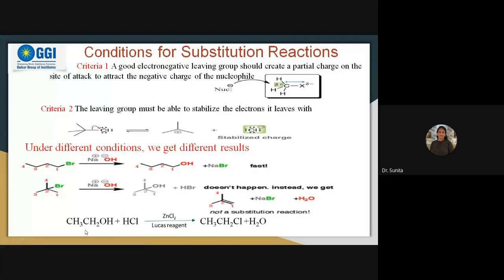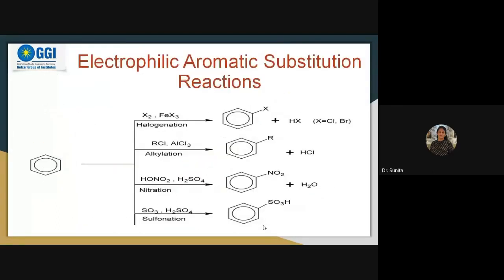Similarly, if we treat this alcohol with HCl in the presence of zinc chloride, using Lucas reagent, we get reactions like this. So these are some of the examples of how, under different conditions, we get different kinds of results. This is the case of electrophilic aromatic substitution reactions.